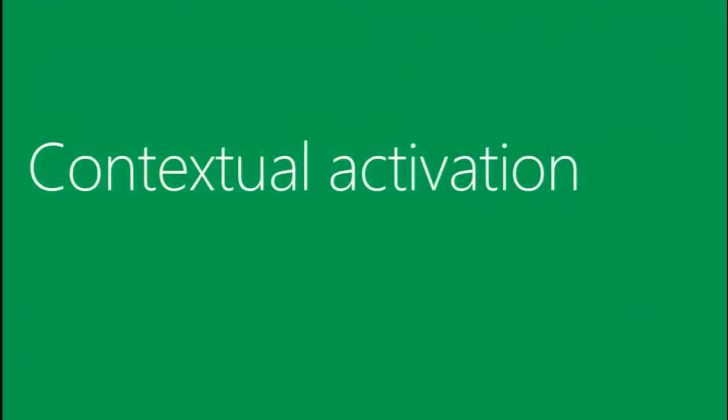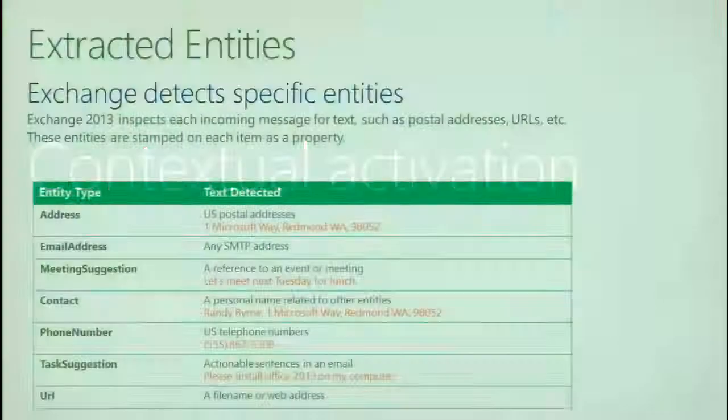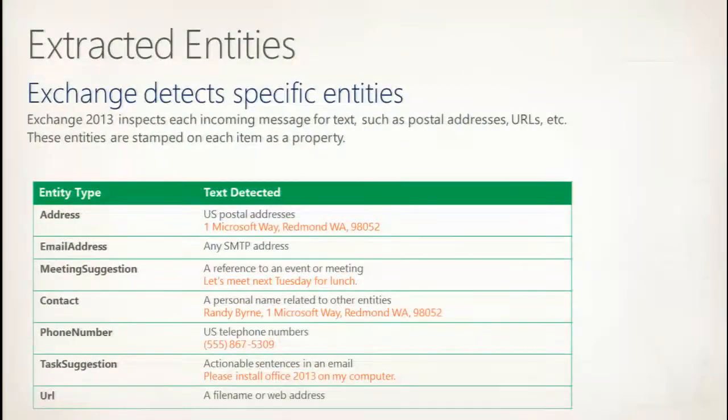So let's talk about how you can actually build an app, and specifically, how you specify when an app should appear, when a mail app should load. We'll talk about rules in a moment, but the first thing that I want to mention, which will become important in just a second, is extracted entities. Extracted entities are a new concept within Exchange 2013. Whenever a message comes into Exchange, the first thing that happens is that Exchange parses through the subject and the body of the message to look for interesting or important text.